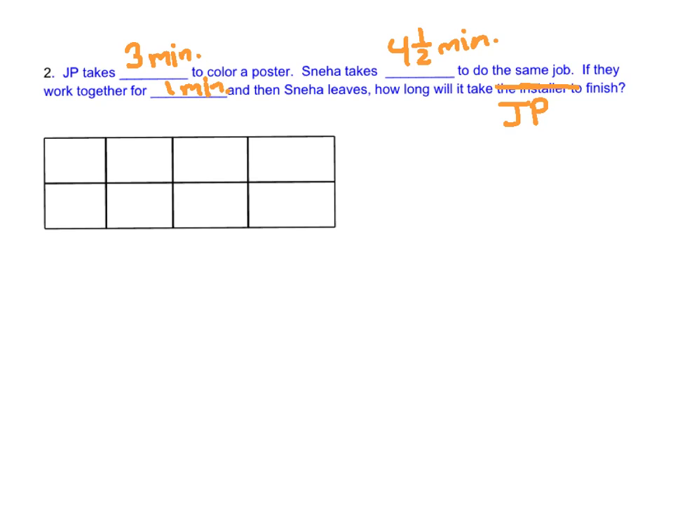So here we have JP takes 3 minutes to color a poster. Sneha takes 4.5 minutes to do the same job. If they work together for 1 minute and then Sneha leaves, how long will it take JP to finish? So please fix that in your notes. It should not say installer. That's from a different problem.